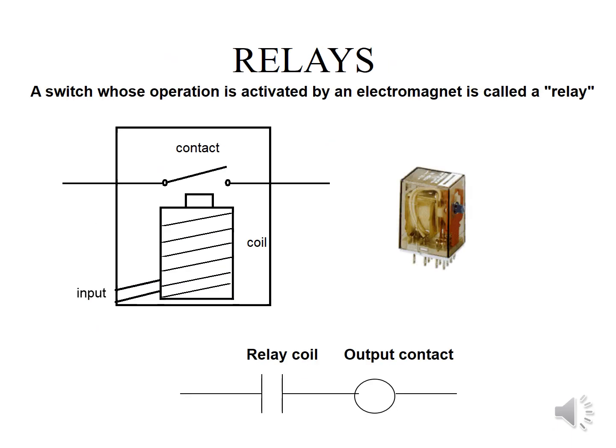These are the various types of relays we have. A relay is nothing but a switch whose operation is activated by an electromagnet. So it has a coil and a contact. You can see the diagram and the symbolic representation of a relay.